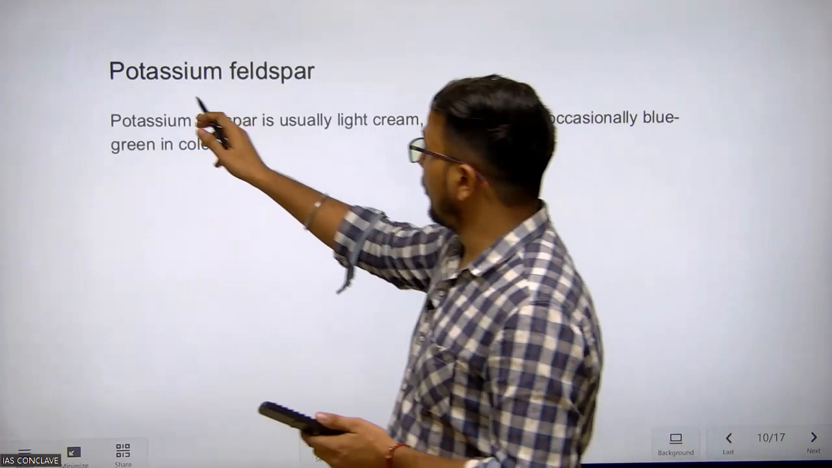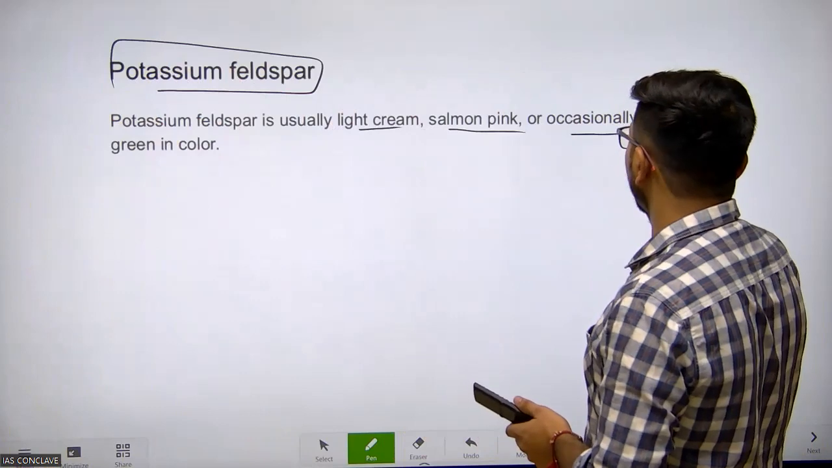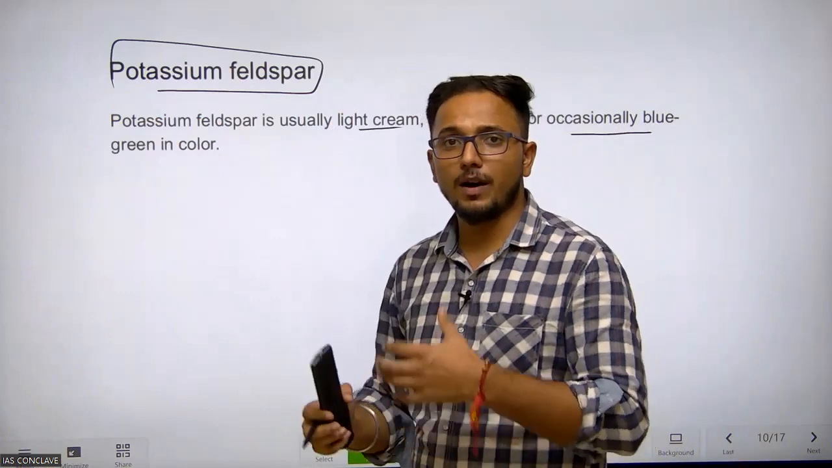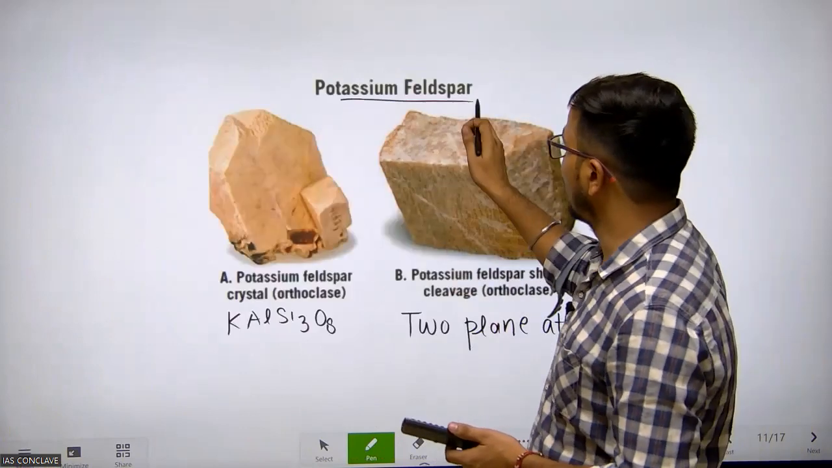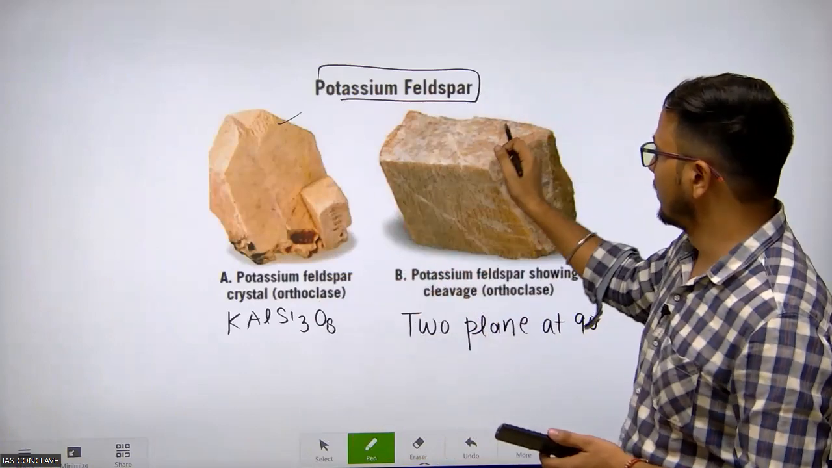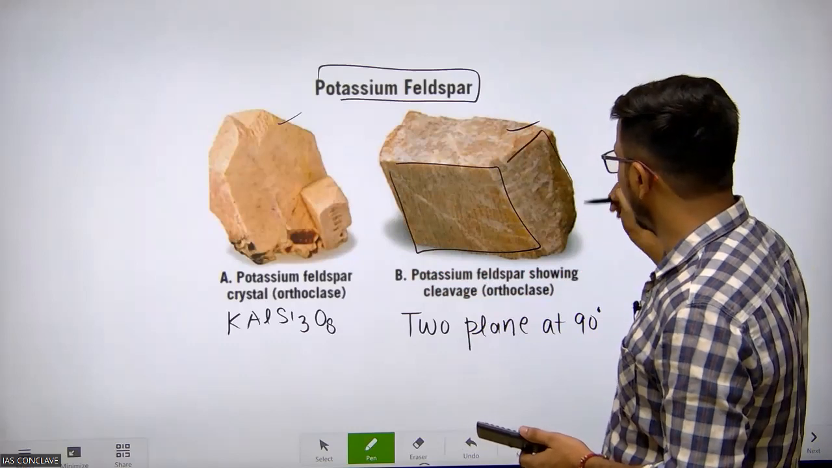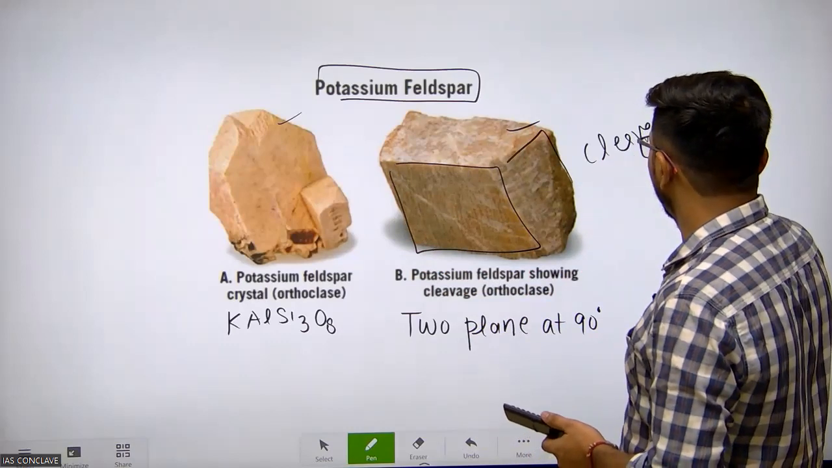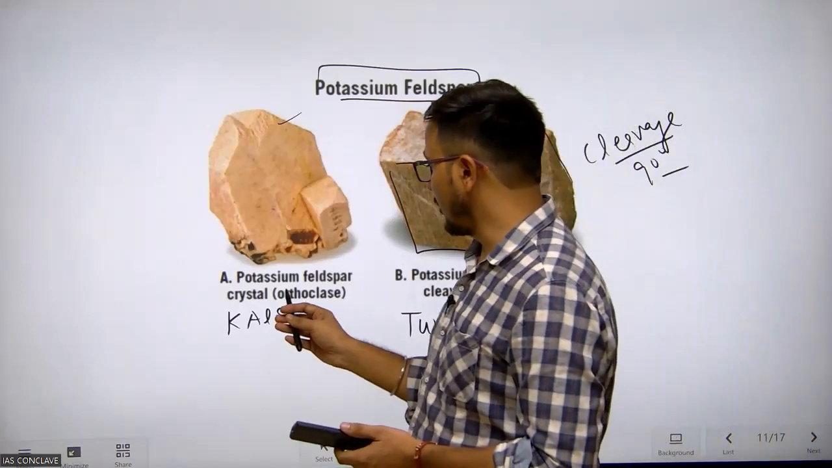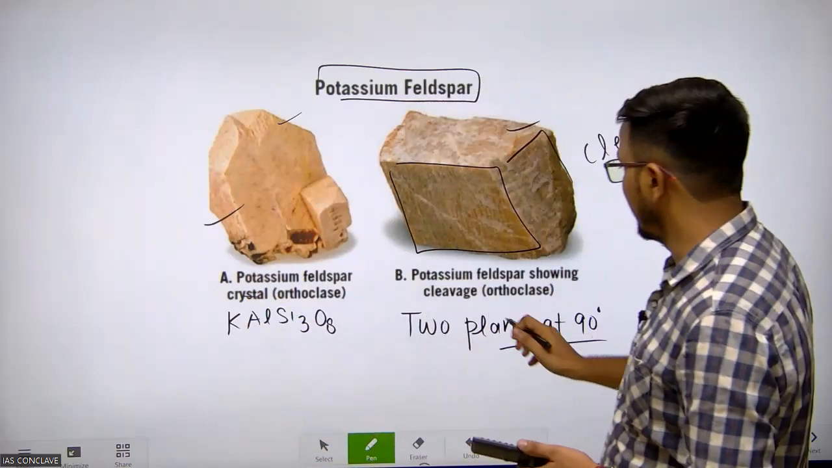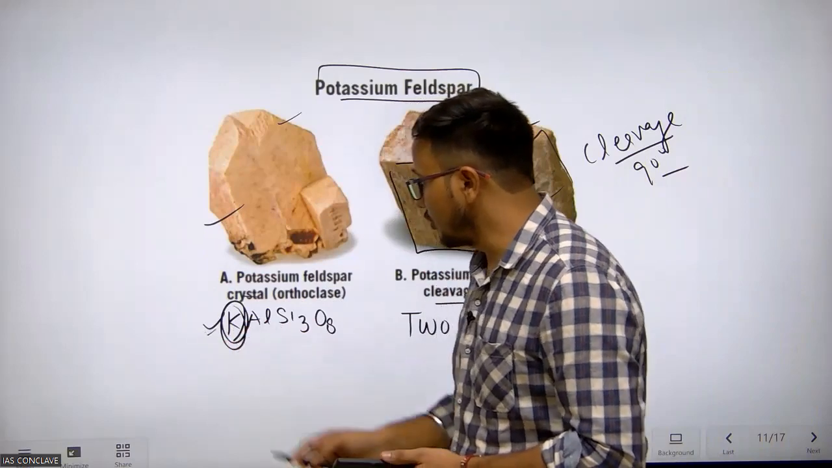Now if you look at potassium feldspar, it is usually light cream, salmon pink, and occasionally blue-green in color. So potassium feldspar has a different color from plagioclase feldspar. This is the potassium feldspar, which has a very light color. Here you will notice the two planes of cleavage, which are at a 90 degree angle. You can see this is the potassium feldspar crystal, and this is showing the cleavage.